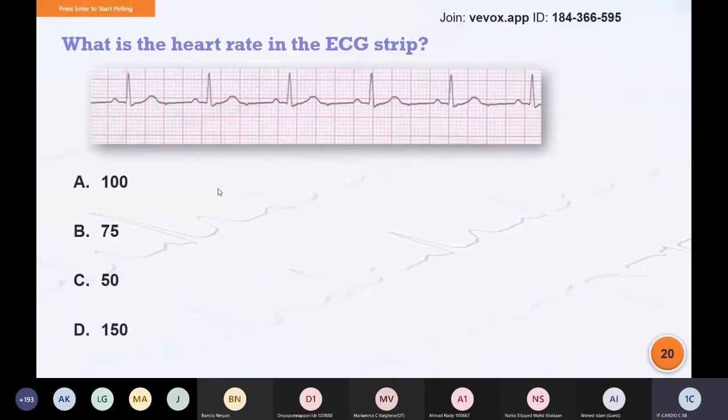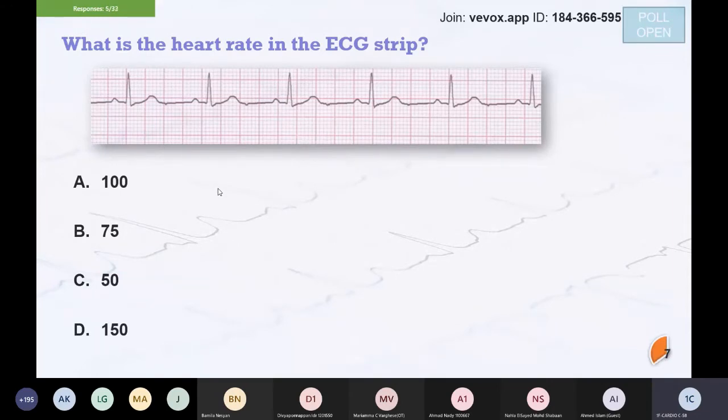When I press enter, you will be able to answer the question, but please look at the presentation first and calculate the heart rate, and then go to the website and give your answer. So I'll leave it for a while and then I will start the poll. Now starting, you can give your response. We have 31 people joining. So people now are starting to respond.